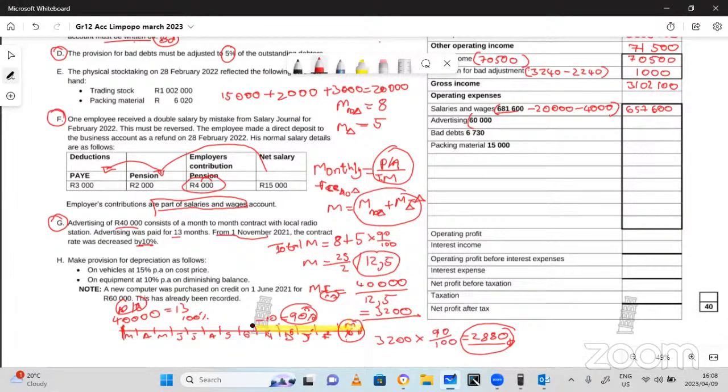So this is the figure that we have to subtract from the 40,000 included, and this 40,000 is included in that 60,000. So in that 60,000, we are going to subtract the 2,880. Remember, guys, this method that I have done here, you can use this method for your director's fees. You can use it for your what as well? You can use it for your rent.